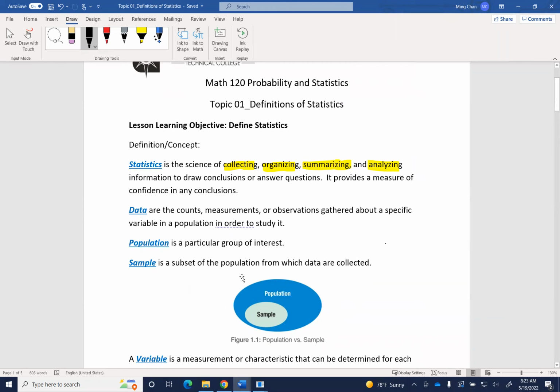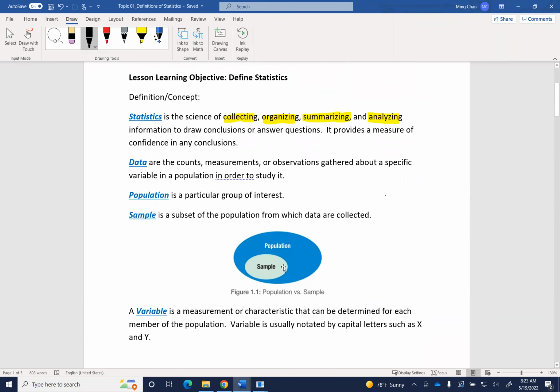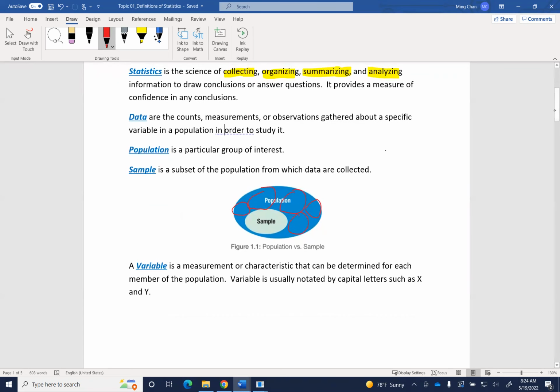So instead of collecting data from this large population, we can take a bunch of small samples. Eventually that can make up your entire population. So that's a common thing throughout this course: in order to study the population, we're going to draw a bunch of small samples. We're going to collect data from all those small samples that basically cover the entire population.